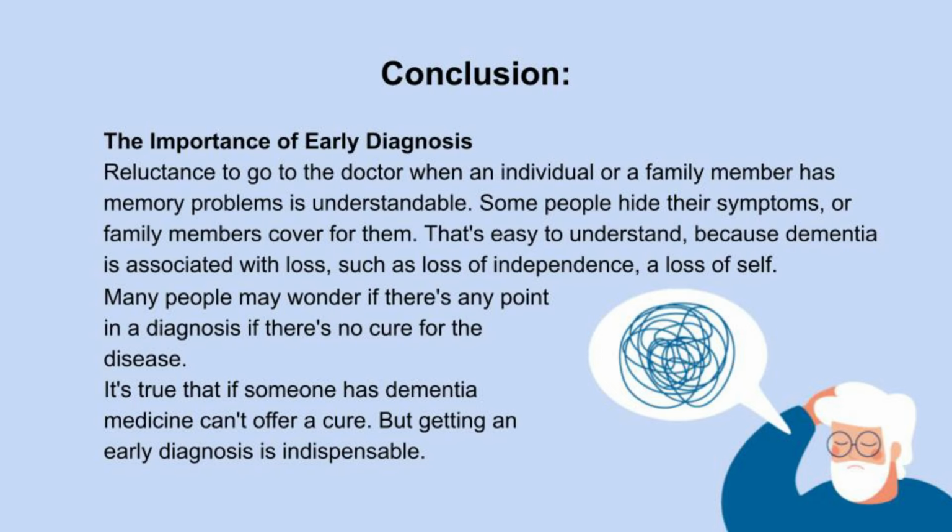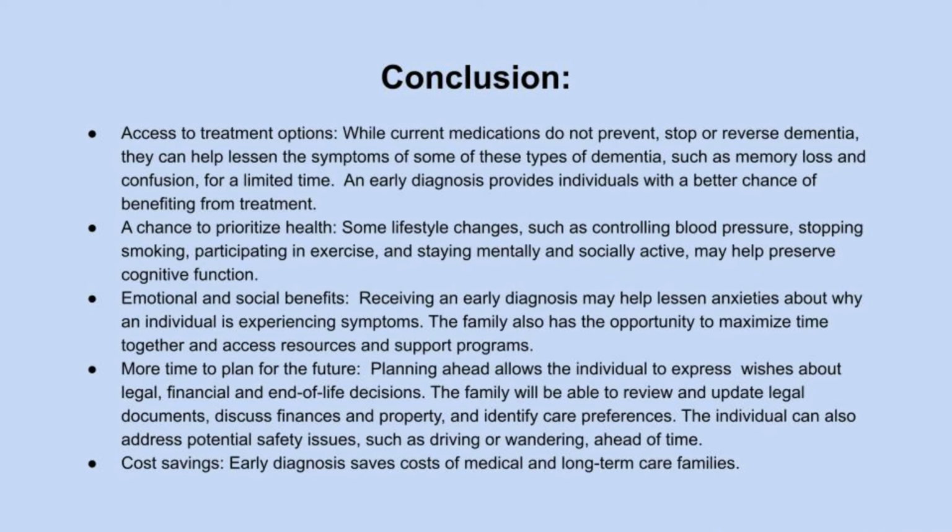There's a lot of grieving that goes on, and many people wonder if there's even a point in getting a diagnosis if there's no cure for the disease. And it honestly is true that if somebody has dementia, there's really not a cure. However, getting an early diagnosis is indispensable because there is access to treatment options. While current medications do not prevent, stop, or reverse dementia, they can help lessen the symptoms in some of these types of dementia, such as memory loss and confusion.